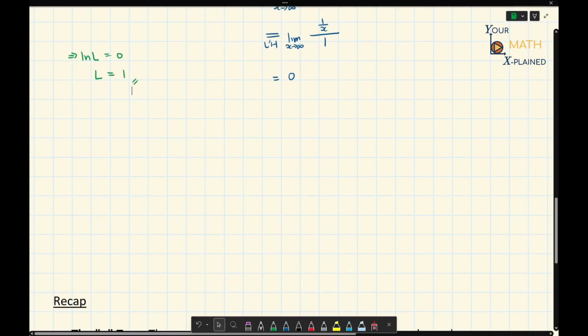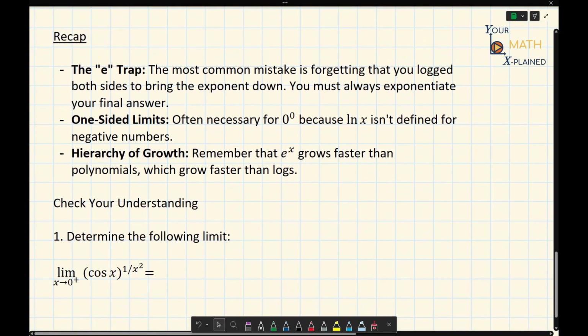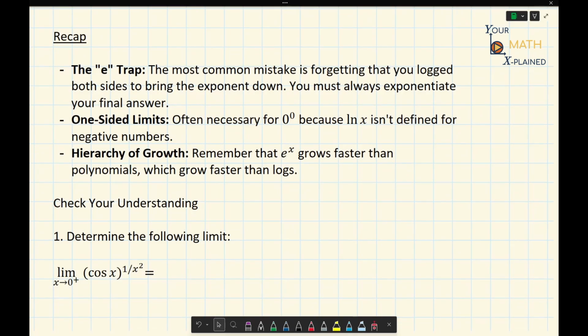And now let's do a quick recap of what we covered in this video. The most common mistake that students make is forgetting that they have logged both sides to bring the exponent down. So once you find your limit, remember to exponentiate to get your final answer. In this video, as well as the previous video, we saw quite a few one-sided limits, and this is necessary because ln of x isn't defined for negative numbers.